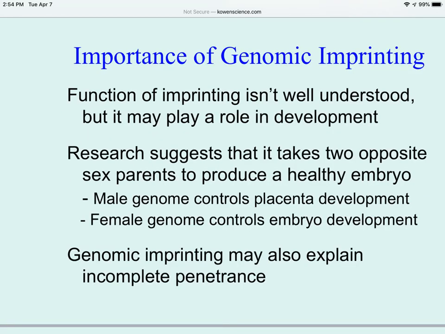So the exact importance of genomic imprinting is still being studied. The functions aren't really well understood. They believe it might play a role in some developmental process. Research is saying that it takes 2 opposite sex parents to produce a healthy embryo, and genomic imprinting may also explain incomplete penetrance, a trait not completely showing up in an individual.